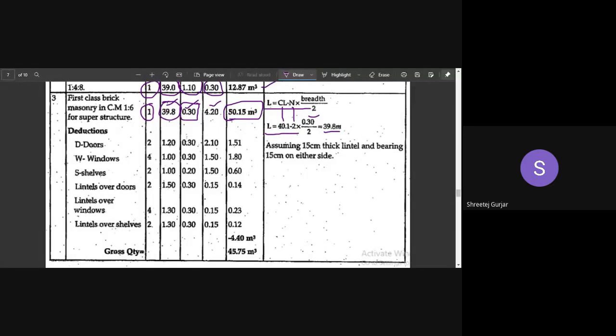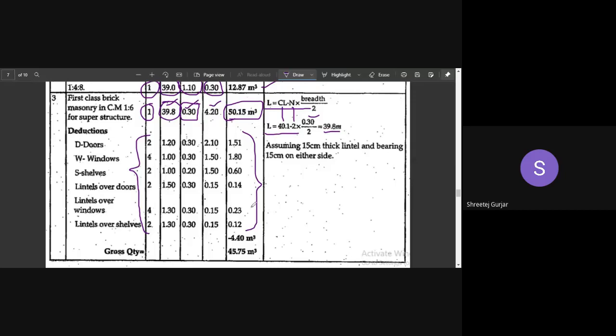So what do I have to do? I have to make some deductions for doors, windows and shelves. Okay, now we have to deduct for doors, windows and shelves, and also for lintels over doors, lintels over windows, and lintels over shelves. These quantities are the same as we calculated in the previous method, when we calculated these deductions using the long wall short wall method. The same method is used here for calculation of these deductions. No difference in calculation of this part.